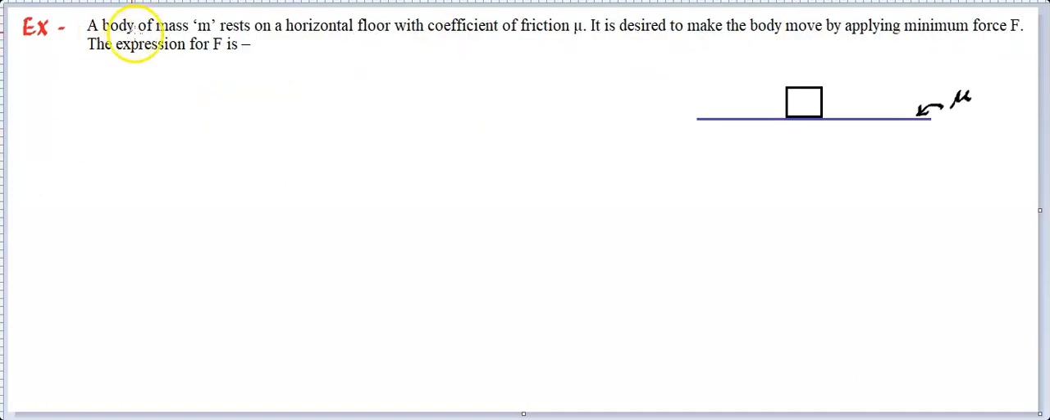Now let's consider an example related to friction. This is again going to be an important example for you. It says a body of mass m rests on a horizontal floor with coefficient of friction mu, and it is desired to make the body move by applying a minimum force. Find the expression for this force. There were 4 options, so we are just trying to find what the expression is going to be.